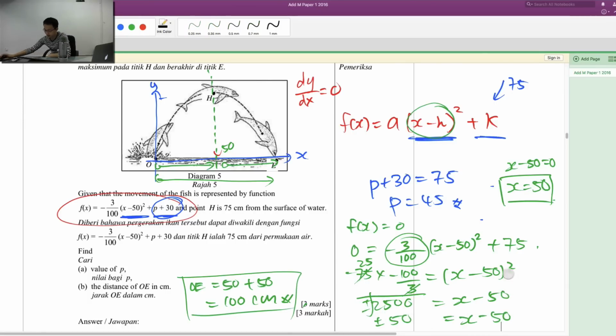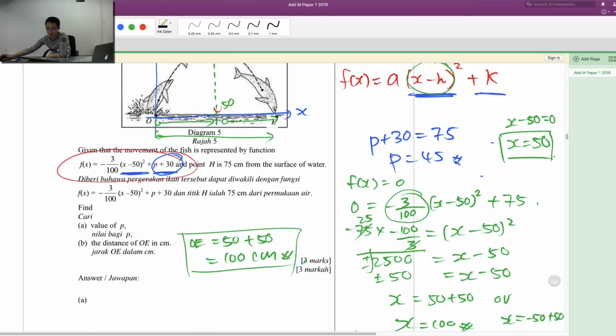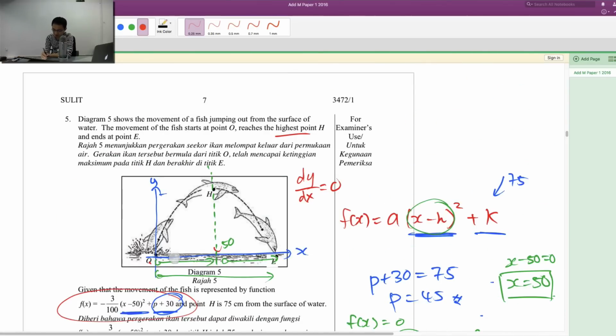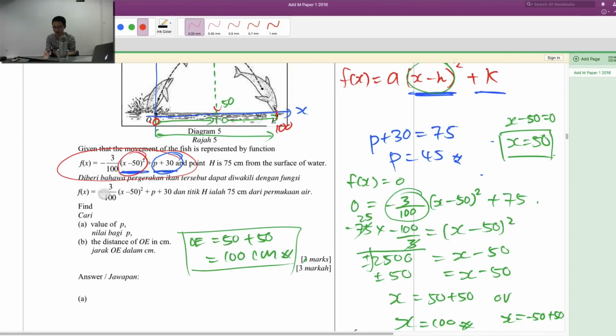So if you continue doing this one, you'll get two x coordinates. x equals 50 plus 50, or x will equal negative 50 plus 50. So you'll get x equals 0 or x equals 100. Okay, if you get these two coordinates, then you can come back over here. The first information tells you x is 0, obviously, and then this one x is 100. So the distance is still 100. But because this is just 2 marks, if you understand, you can get the axis of symmetry from the x minus 50. You use this method, it's very fast. Okay? Yeah, so far so good.